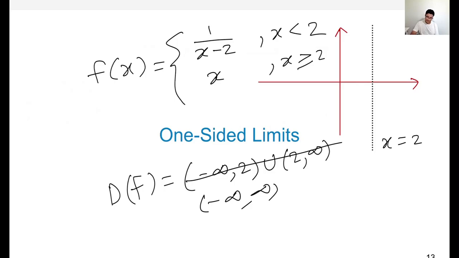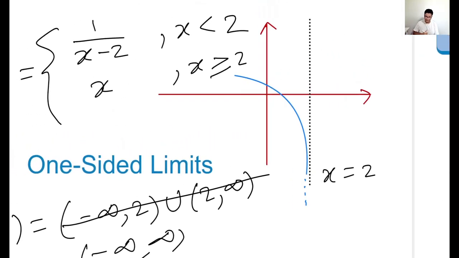the 1 over x minus 2 would be the hyperbola now, right? And as x is getting closer to 2, the graph, okay, I'm showing the graph here. At 0 it is negative 0.5, so the part of the hyperbola on the left side would look like that. Okay.